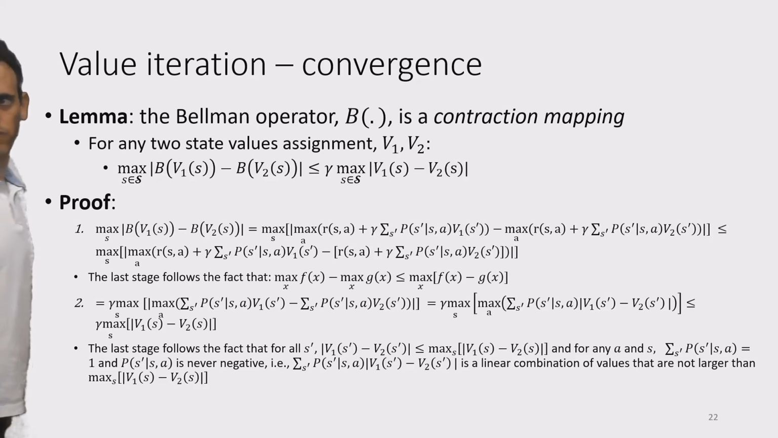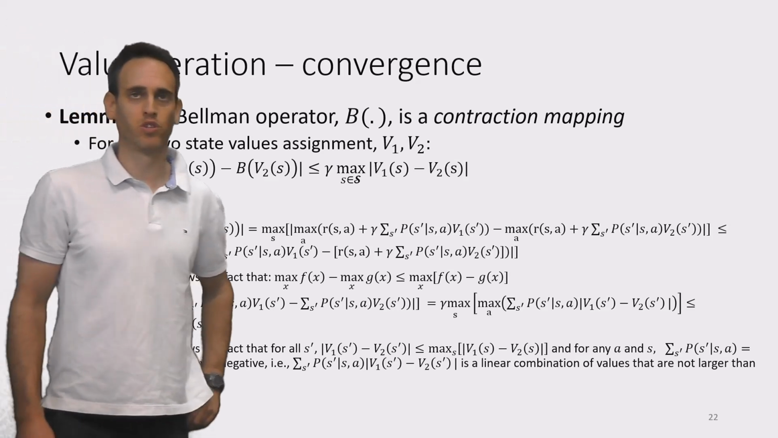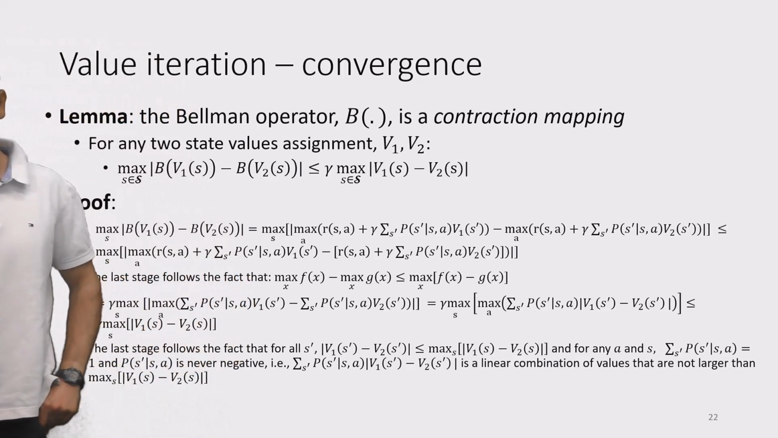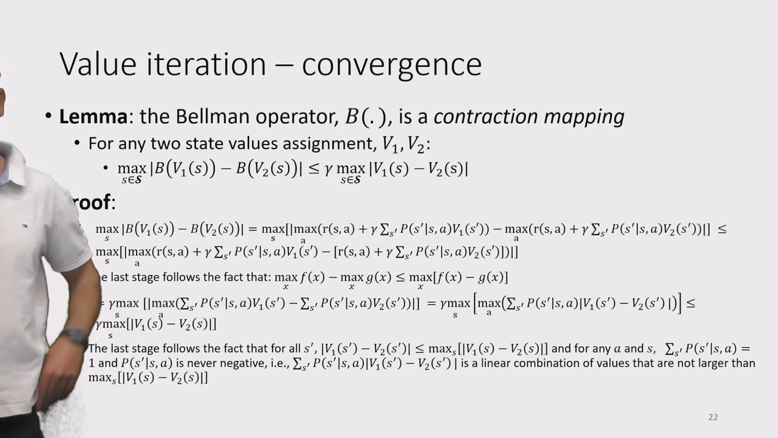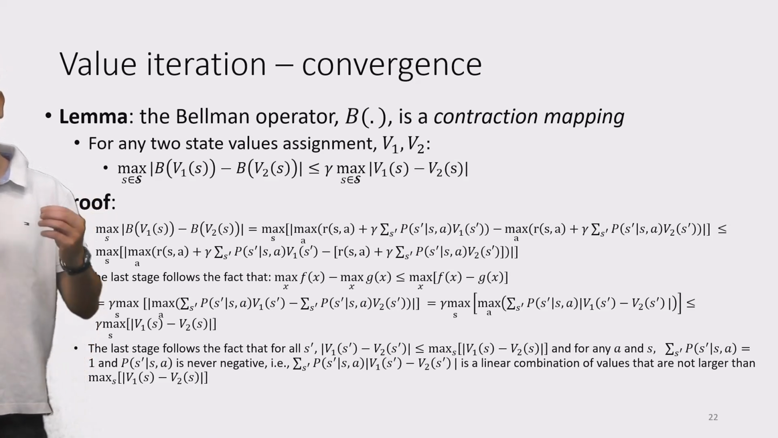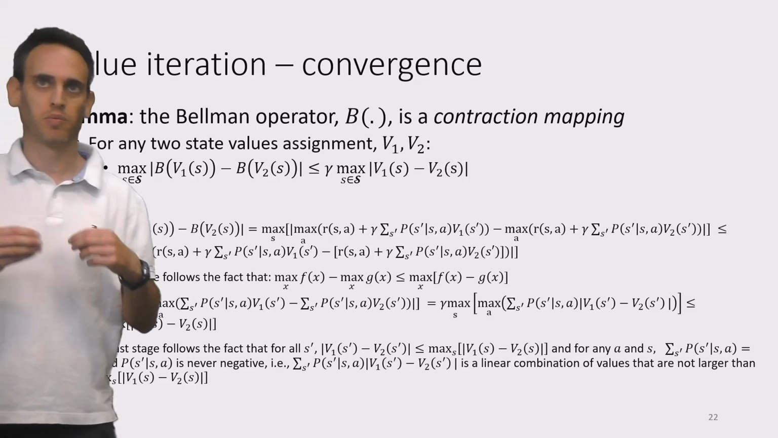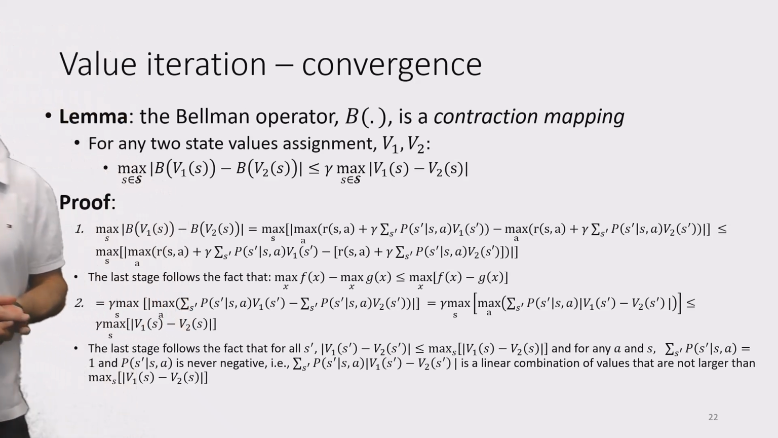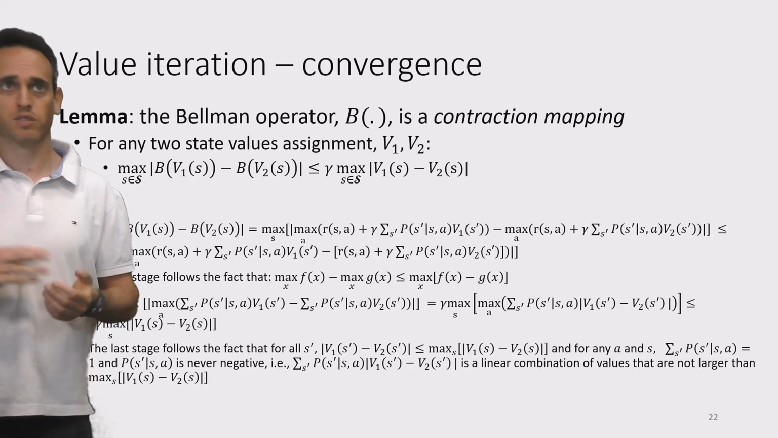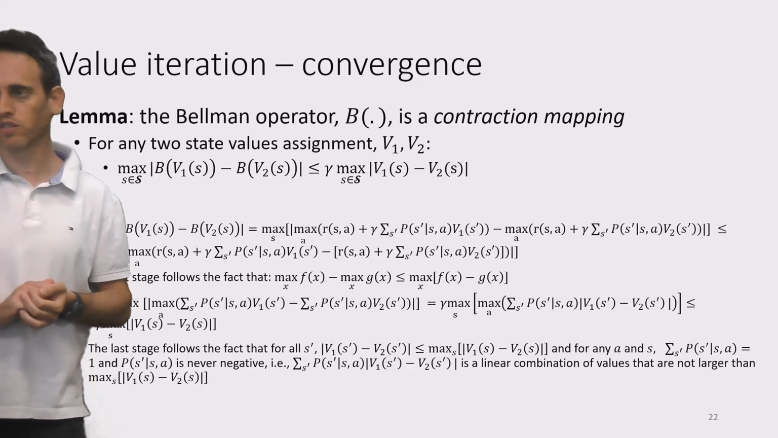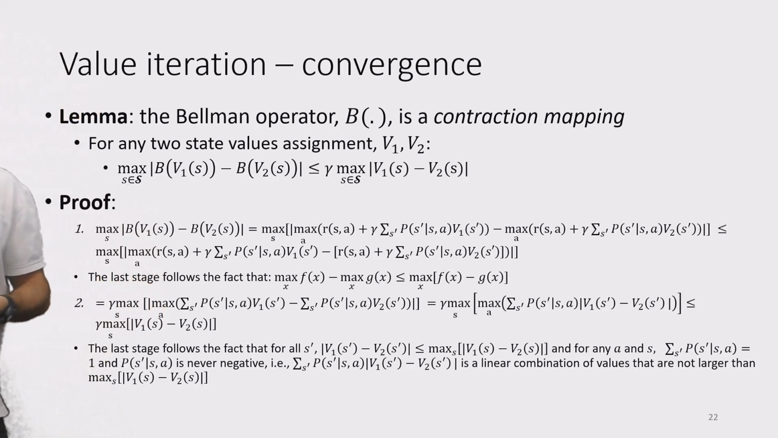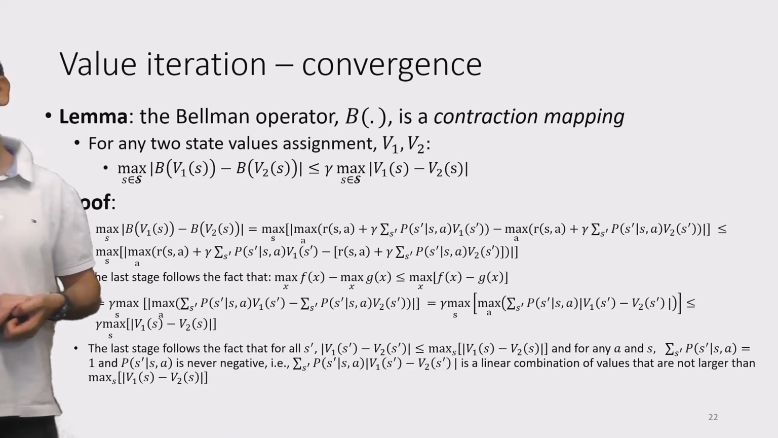So how do we know that value iteration will actually converge to the true state values as we define that? We define that very specific V star value, the state value when we follow the optimal policy from a given state. So in order to prove convergence, to prove that value iteration will actually converge to these values, we first prove that the Bellman operator is a contraction mapping.